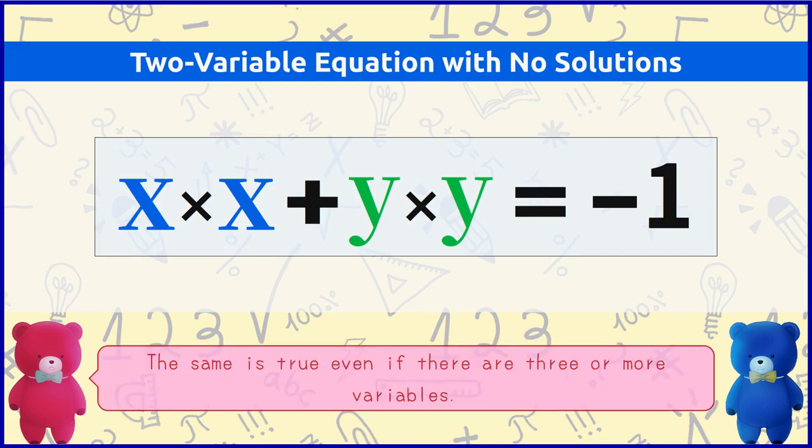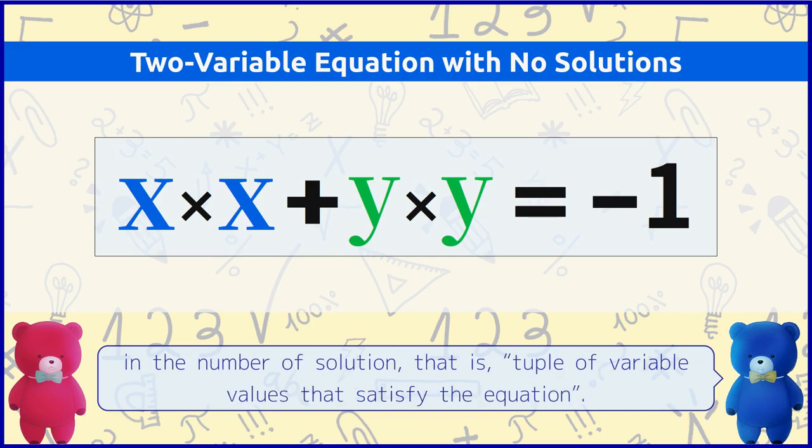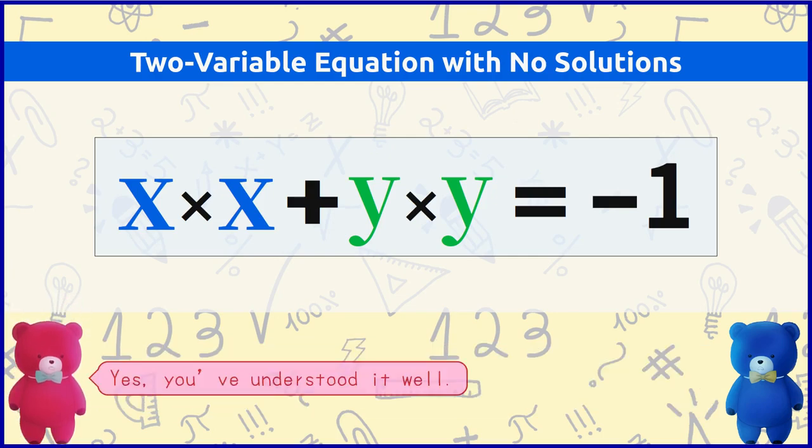The same is true even if there are three or more variables. No matter how many variables, there can be various patterns in the number of solutions, that is, tuples of variable values that satisfy the equation. Yes, you've understood it well.